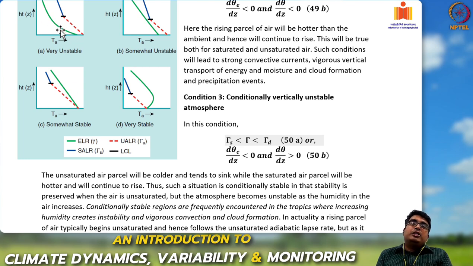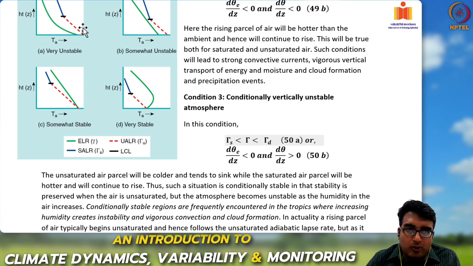Figure A is a condition of a very unstable atmosphere where the parcel temperature is greater than the environmental temperature throughout the zone, and the slope is also such that it will remain that way throughout the entire region of the atmosphere.